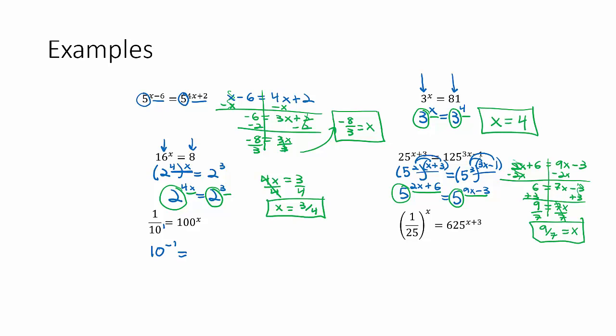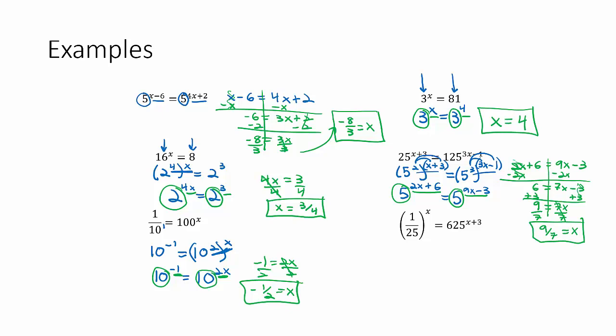We're trying to get the same base. Can we write 100 with a base of 10? Yes, we can. 100 is 10 squared. So now we've got a double exponent. We know that gets multiplied. So 10 to the negative 1 equals 10 to the 2x. And now we've got the same base on both sides of 10, so the exponents must be equal. -1 equals 2x. And that solves really fast by dividing by 2. X is equal to -1/2.